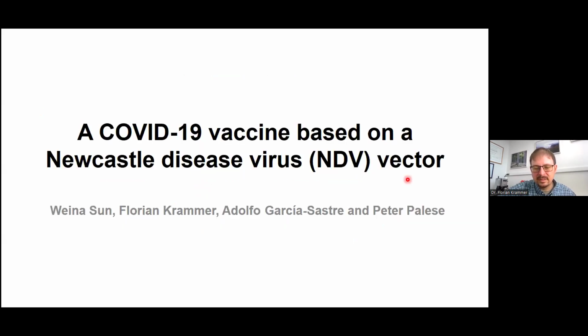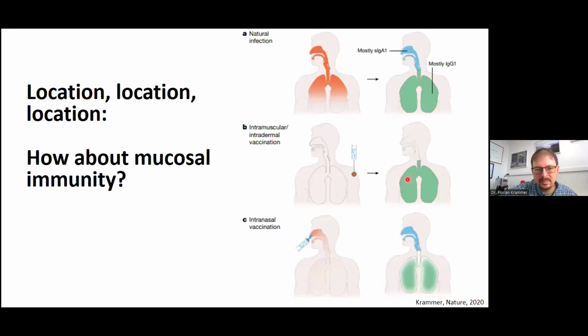And just the last 2 or 3 slides, I was asked to give an overview of the vaccines that we are developing here at Mount Sinai for COVID-19. And they are based on a virus vector, a Newcastle disease virus. And this is work that I'm doing with Weina Sun and Adolfo García-Sastre and Peter Palese also here in the department.